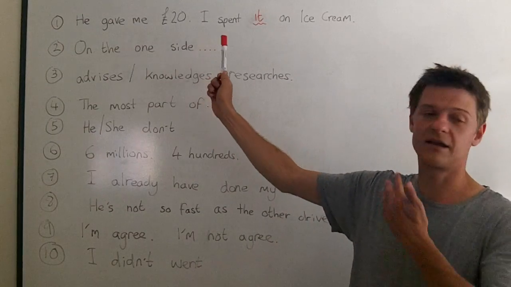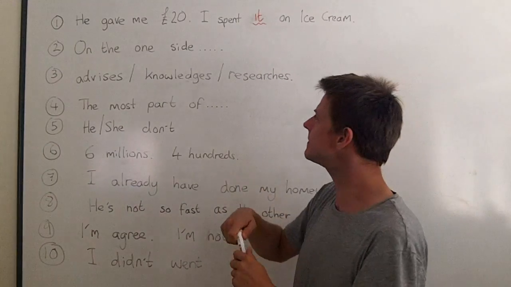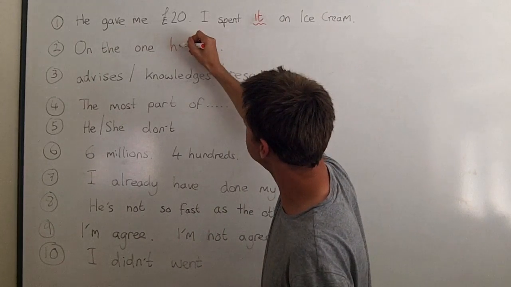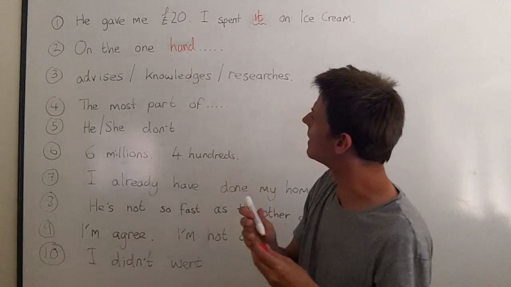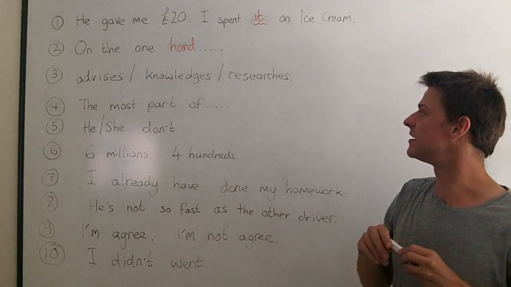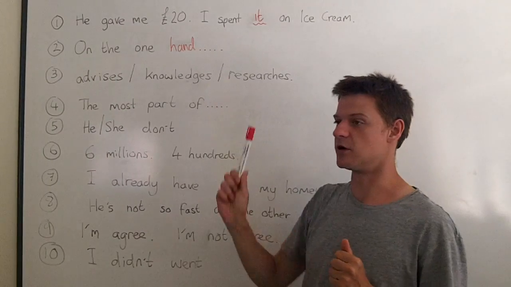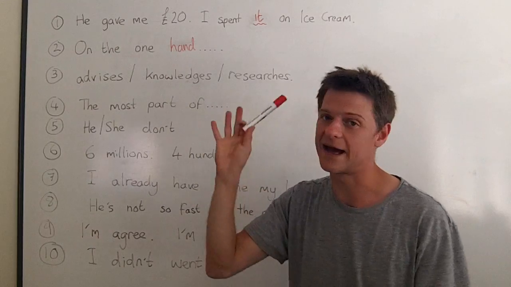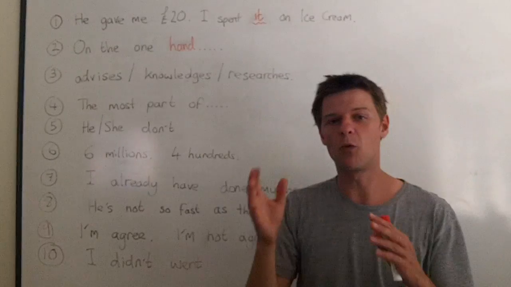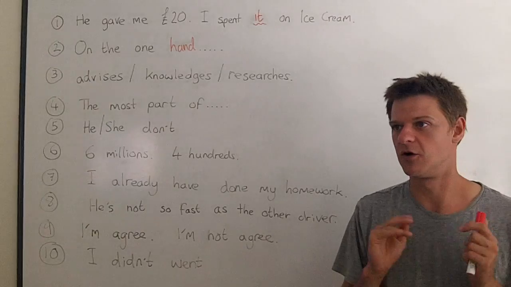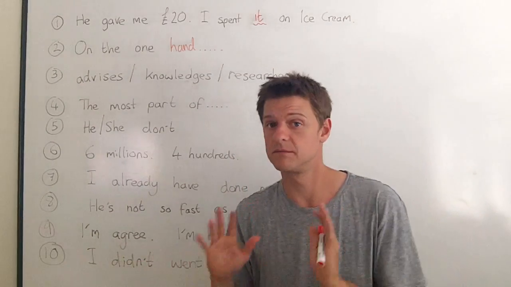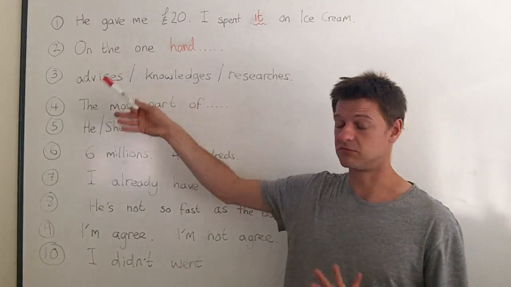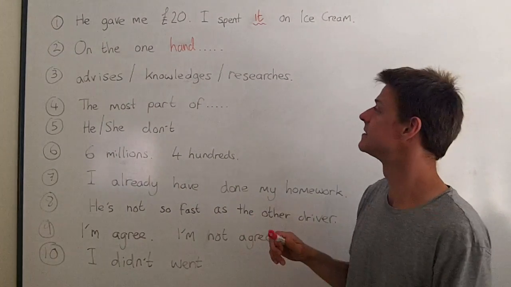Okay, second big mistake is on the one side. Now, I'm sure you know the expression, on the one hand, and I believe that my students, because in Russian they have the word side, say on the one side, well we say on the one hand. You can say on one side of the road, on one side of the park, that's fine, but you can't say on the one side like on the one hand, on the other hand.